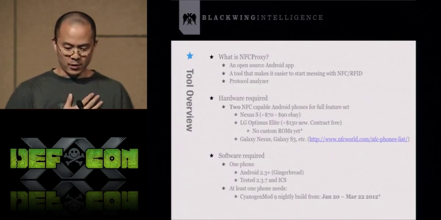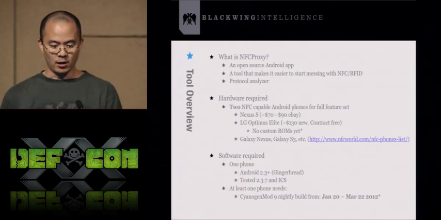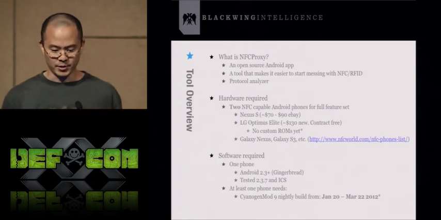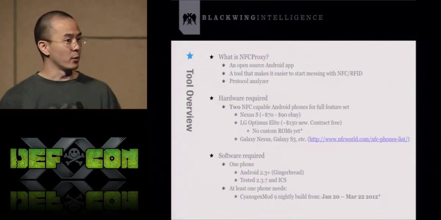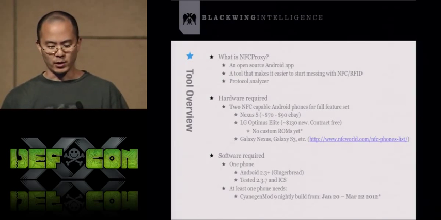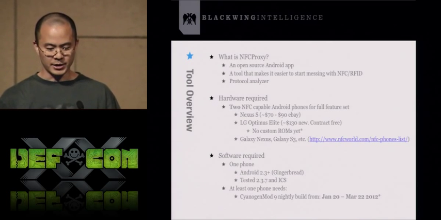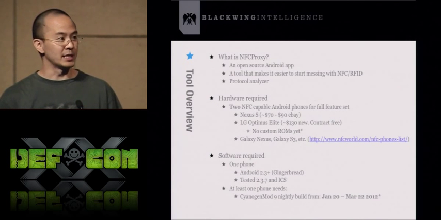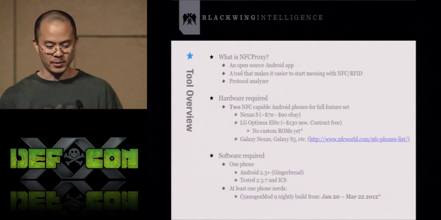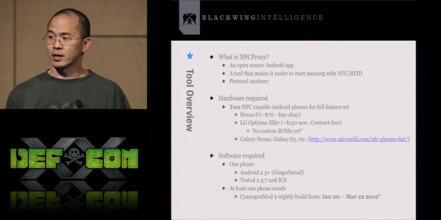The hardware that's required to use NFC proxy is two NFC-capable phones. My favorite would be the Nexus S. You can get one relatively cheaply off eBay for about 70 to 90 bucks. There's the LG Optimus. If you're for some reason against getting a used phone, you can get an LG Optimus Elite that just came out. You can get one for 130 bucks without a contract.